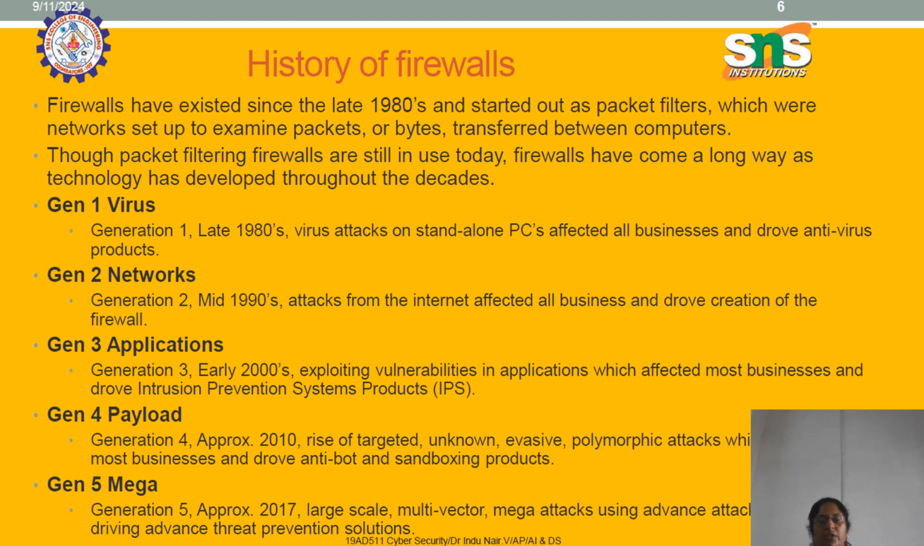applications. Generation 3, applications. As early as 2000, exploitation of vulnerabilities in applications affected businesses, and that led to the invention of intrusion prevention system products, which is known as the IPS product. And then we have Generation 4, payload, approximately around 2010. The rise of targeted, unknown, evasive and polymorphic attacks which affected the business led to the anti-bot and sandboxing products. Generation 5, approximately around 2017, large-scale multi-vector mega attacks came into existence, using advanced attack methods, and that led to the development of advanced threat prevention solutions.